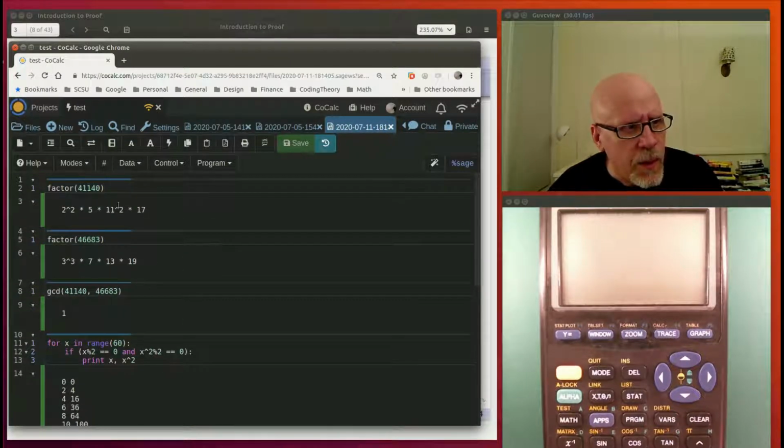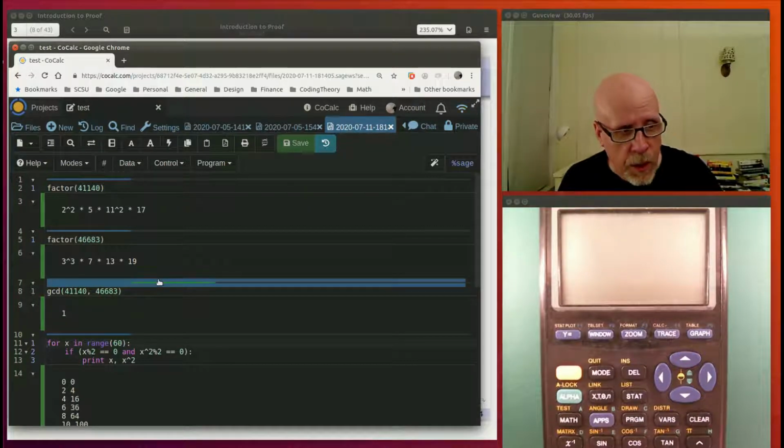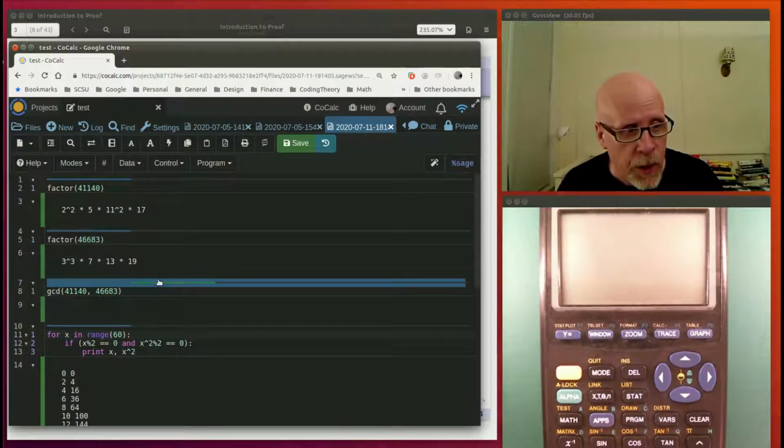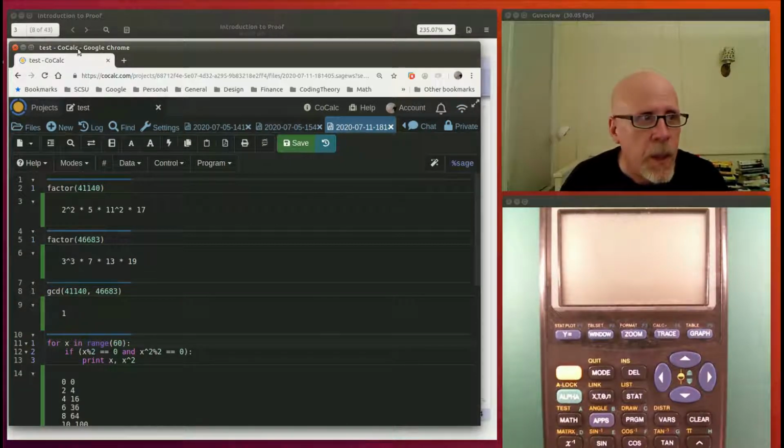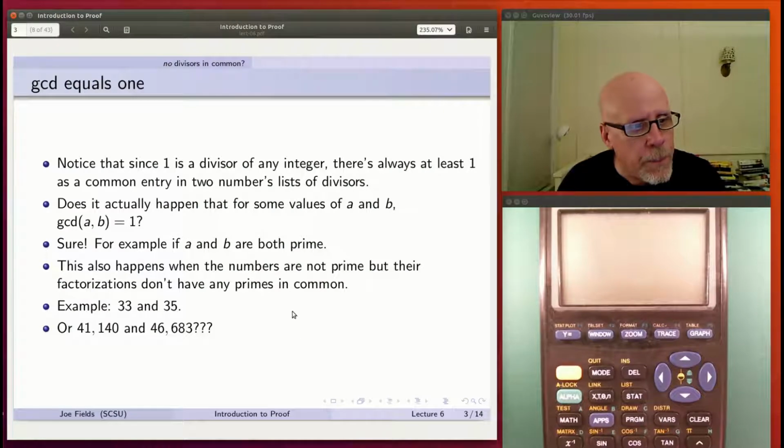If you look in this Sage worksheet, the first thing I've got in here is I found the factors of 41,140 and the factors of 46,683. This one involves 2, 5, 11, and 17. This one involves 3, 7, 13, and 19. They don't have anything in common. You can do this more directly by just computing the GCD. Sage has a built-in function that does GCD. This worksheet's probably unhooked from the server right now, so it's going to take a little time to initialize. And there, I ran it and got 1. Okay, so we'll come back to the slides.